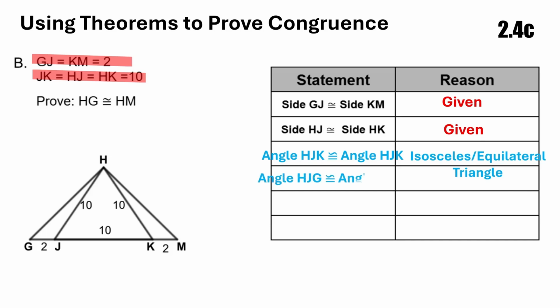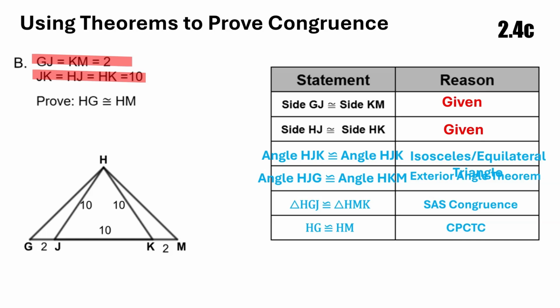Angle HJG is congruent to angle HKM because both are exterior angles of congruent angles. Exterior angles form linear pairs. Therefore, since the angles are exterior angles to angles with the same measure, they will have the same angle measure. Triangle HGJ is congruent to triangle HMK by side-angle-side congruence. The last statement is to say that side HG is congruent to side HM because the triangles are congruent, and since side HG corresponds to side HM, they are congruent. This is corresponding parts of congruent triangles are congruent.